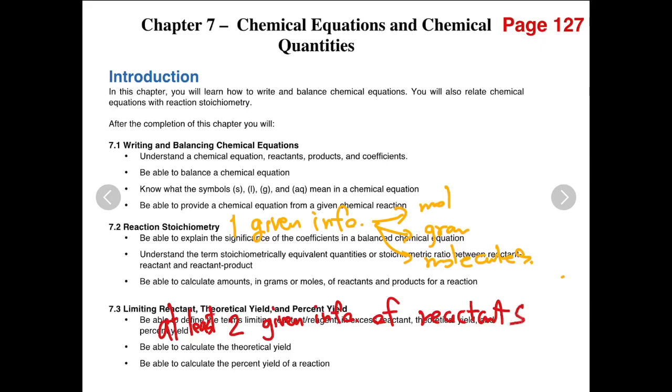The limiting reactant determines the amount of product that can be made, which is going to be called the theoretical yield. And we're going to take a look at the percent yield also.